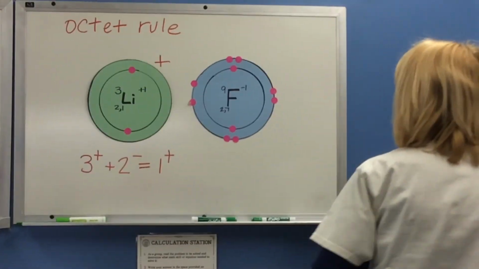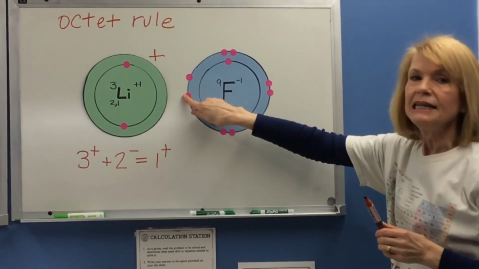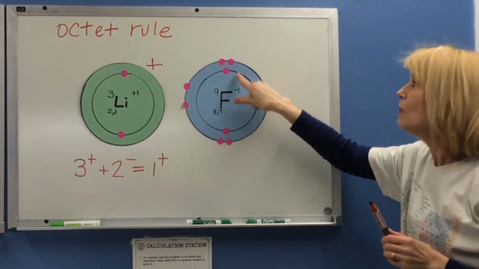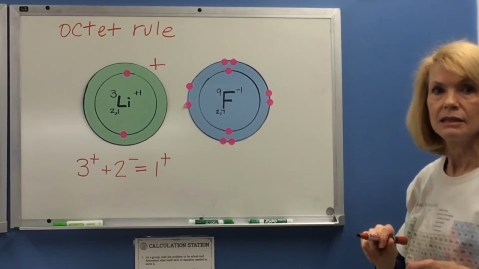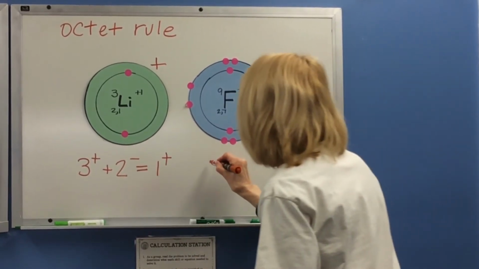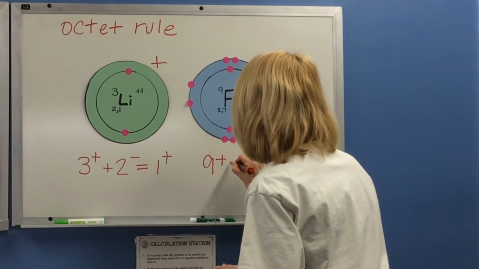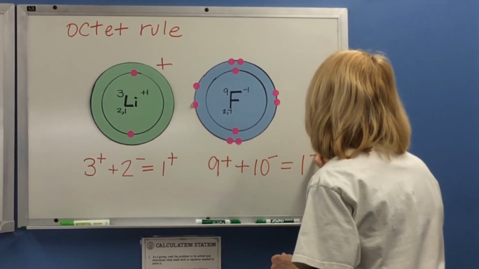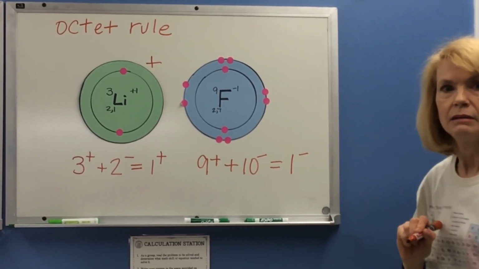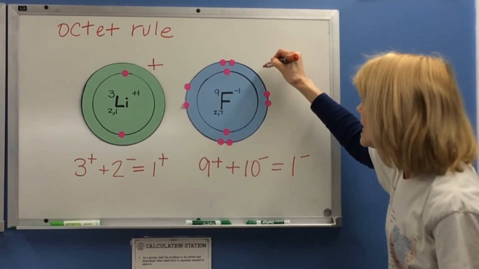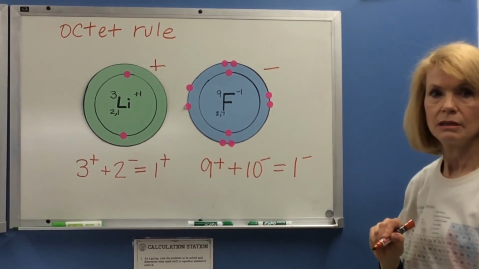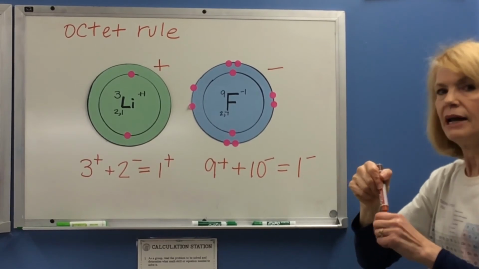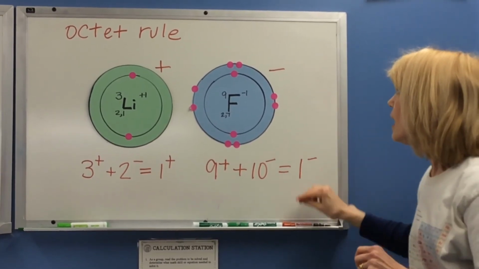Now fluorine, on the other hand, has gained an electron. It still has 9 protons, but now it has 10 electrons. So it has an overall charge of -1. So it has a negative charge. Okay? Well, it actually has a new name now. We call it a fluoride ion, but we don't have to worry about that.